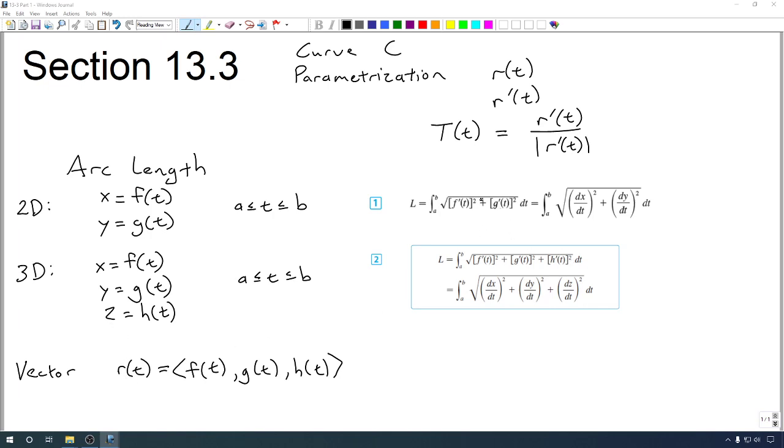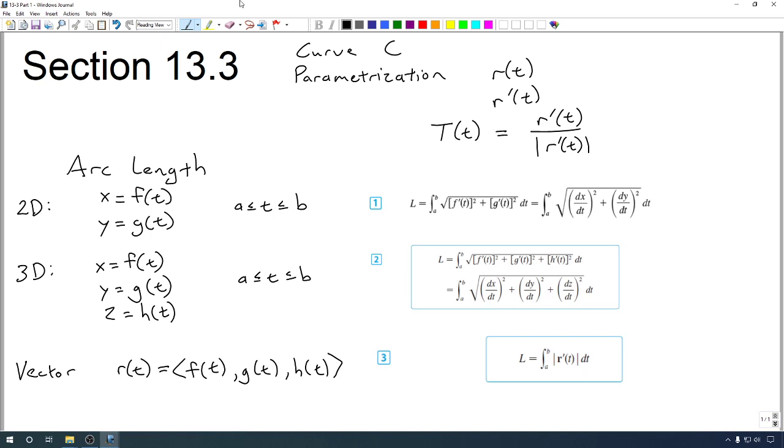And what we can notice is that these square roots are actually just the magnitude of r prime. When we take r prime, remember it has components of f prime, g prime, h prime. When we take the magnitude of that vector, we end up using the distance formula essentially to sum the squares of all the components and take the square root. And so really all we're doing in both of these cases is integrating the magnitude of r prime. And so now we have this formula for our arc length in terms of the parameterization itself.